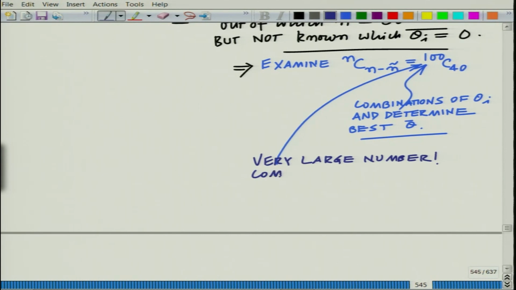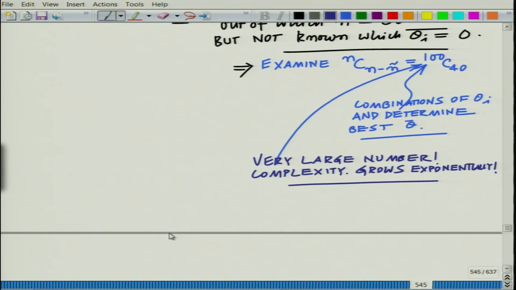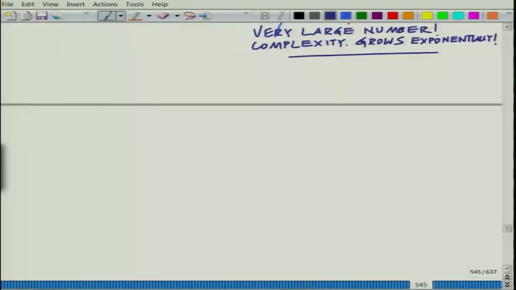And therefore, the complexity grows exponentially. Now, what is a feasible technique? This is not a feasible technique to determine the sparse vector theta bar. So, what then is a feasible technique? How then to determine the sparse regression, that is, the sparse vector theta bar of regression coefficients? What is a practical technique?